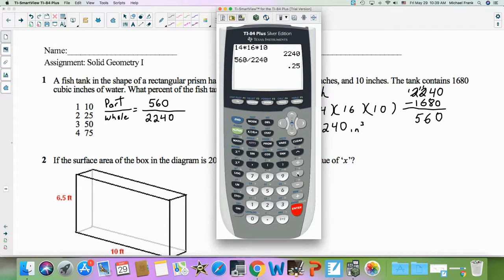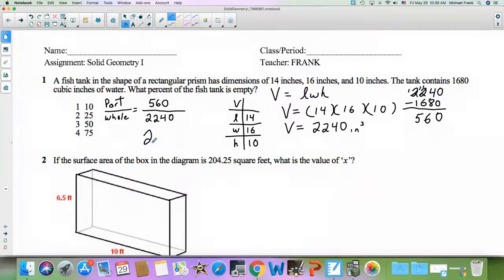Oh, look at that. And just multiply that by 100 just to see the answer nice and clear. There is exactly 25% of the tank empty right there. That wasn't that bad, now was it?